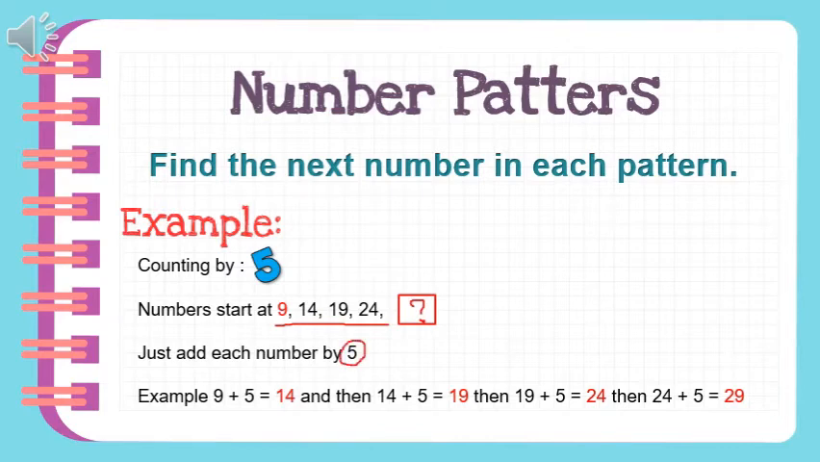For example, 9 plus 5 equals 14. And then 14 plus 5 equals 19. Then 19 plus 5 equals 24. Then 24 plus 5 equals... Very good! It's 29. So the answer here is 29. 9, 14, 19, 24, and 29.